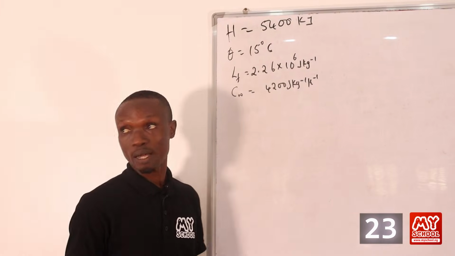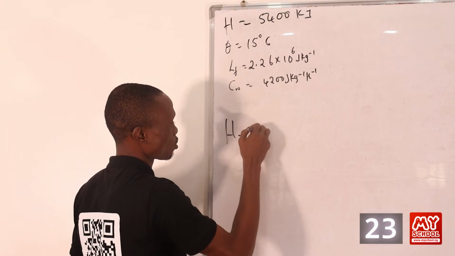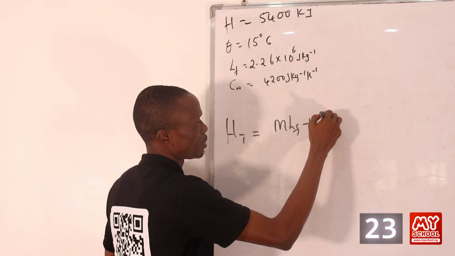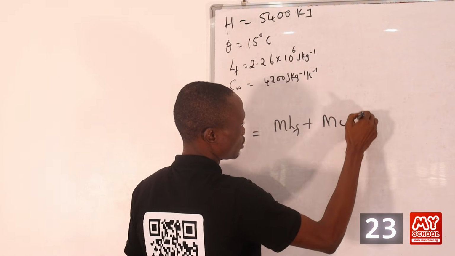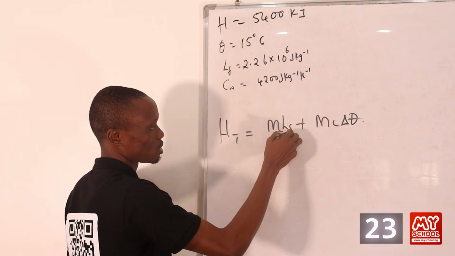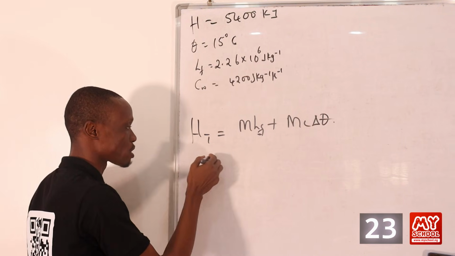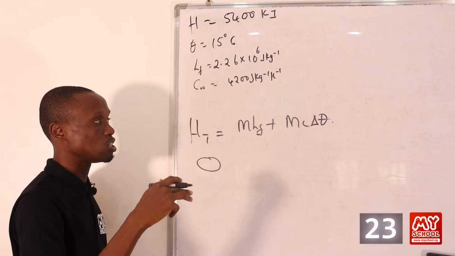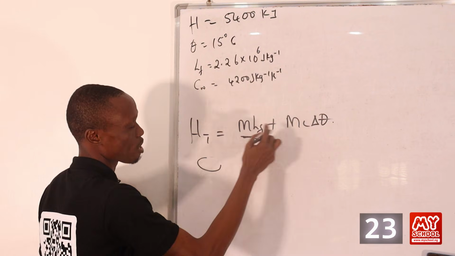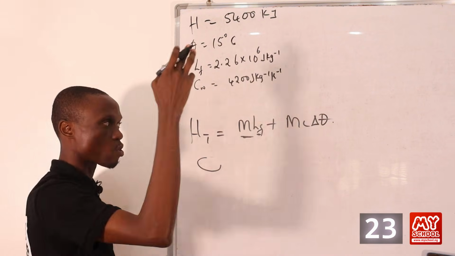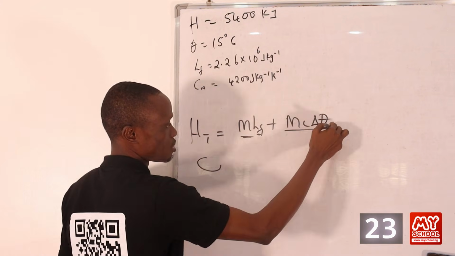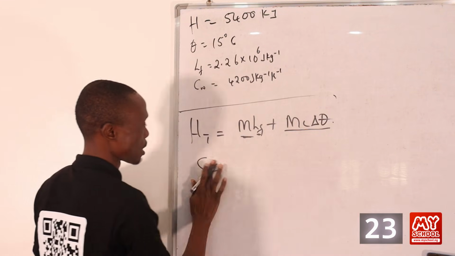So the total heat for this question will be equal to mL_F plus mc times the change in temperature. First of all, this is for the heat of condensation, that is for all the steam to change into water. A certain amount of heat will be released, and that is this. While for the water to cool from 100 degrees Celsius to 15 degrees Celsius represents this. So this is the total amount of heat that is involved.